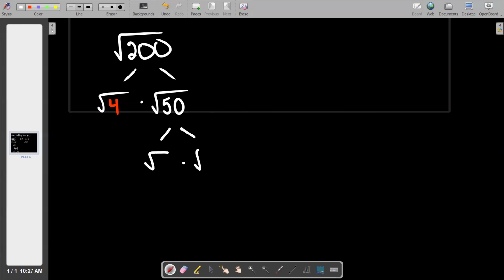And I never want to put myself in a position to have to make more than one set of branches, because what can 50 break down into? 25 and 2. And my take on this, and I will teach it like this until they fire me, is I want you to do every one of these in one step. So 4 and 50 isn't wrong per se. It just makes the problem more work.